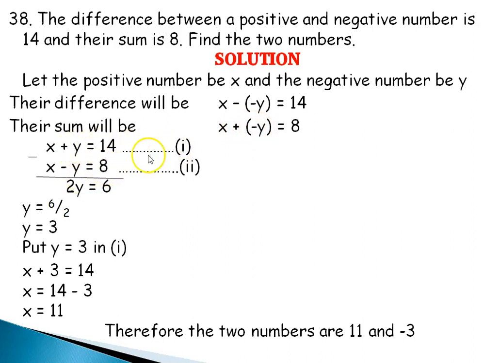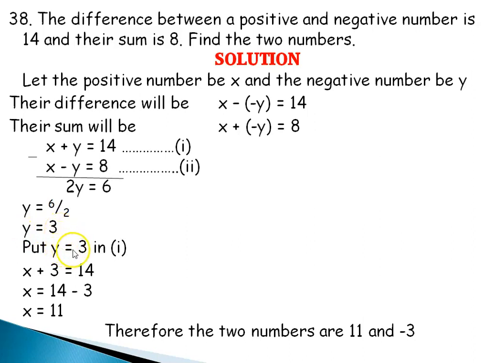I'll call this equation 1. I'll call this equation 2. Okay, to eliminate x, now I'm going to subtract equation 2 from equation 1. x minus x is 0. I've eliminated this. y minus minus y, that's y plus y, is 2y. 14 minus 8 is 6. So 2y is equal to 6. Divide both sides by 2. 2y divided by 2 is y, 6 divided by 2 is 3. Isn't it? So y is 3.